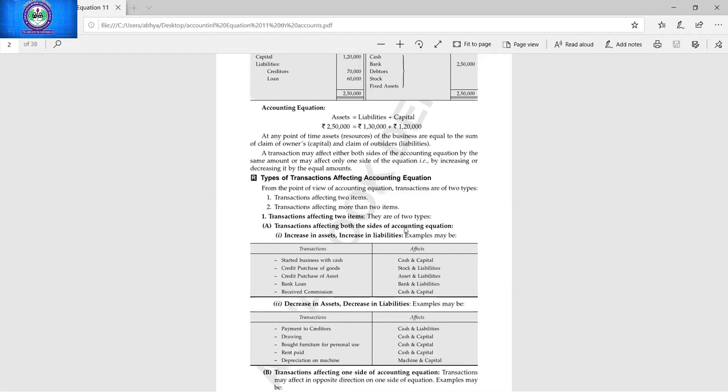Additional capital. Capital is the amount which you have invested in the business at the time of starting the business. Additional capital is that amount which you have invested in the business after the starting of the business, maybe after 2 months, 6 months, 10 months, 2 years, 5 years, when you have taken the decision to expand your business or to diversify your business, so you can introduce more capital. That introduction of extra capital along with the major capital will be known as additional capital.